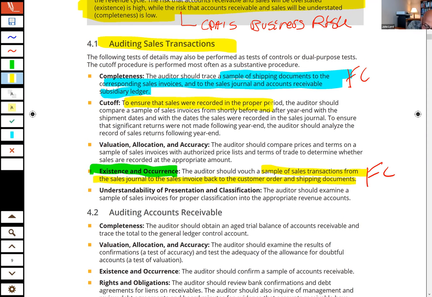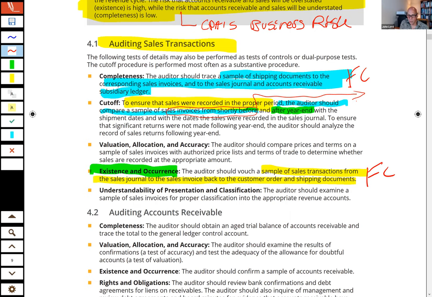Now, cutoff is something that is making sure that the amounts are reported in the correct period. So they tell us that the auditor should compare a sample of sales invoices from shortly before and after year end. Now let's first talk about the before. What do you think we're looking for? They made a sale shortly before year end, and we see that there was actually an invoice and a shipping document for that. So what are we looking for here when we're looking before?